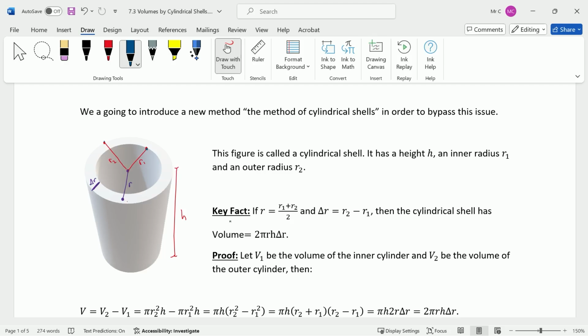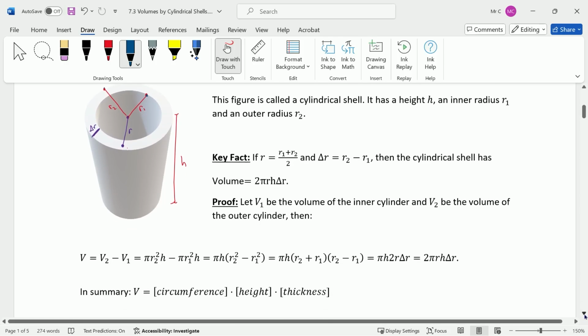So, key fact, if r is equal to r1 plus r2 over 2, in other words, the average between r1 and r2, and delta r, the thickness of the pipe, is r2 minus r1, then the cylindrical shell has volume that can be written in the form 2 pi r h delta r. Okay, let's go ahead and prove that.